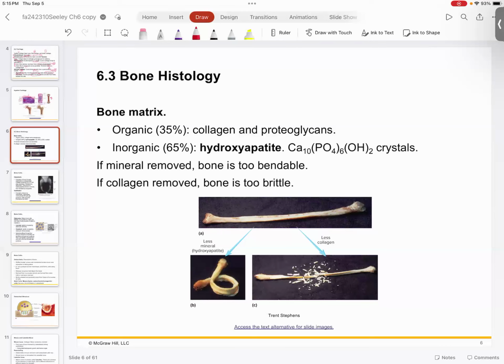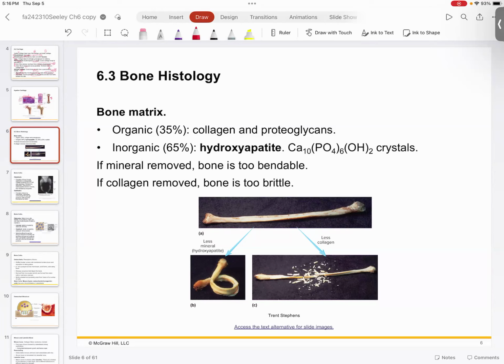Okay, now let's take a look at the histology and the physiology of bone. And let's focus in, first of all, on the bony matrix. So we talked a little bit about cartilage. We talked a lot about matrix, the different components of matrix. We talked a lot about ground substance and the different things that are in ground substance. So at this point, you guys should have a pretty good feel for the components of especially connective tissue matrix.